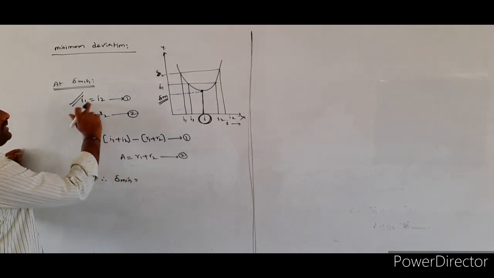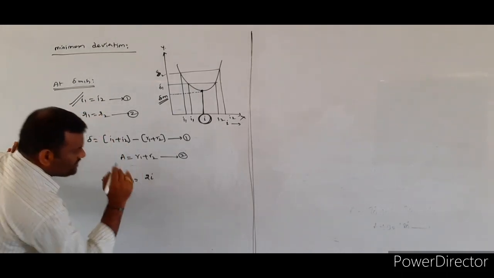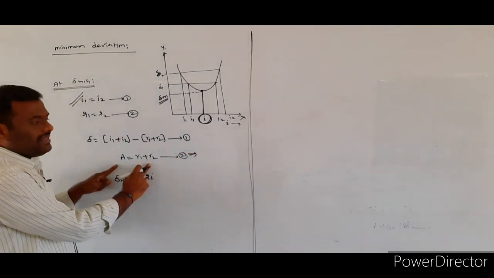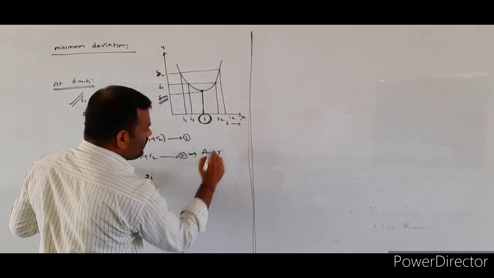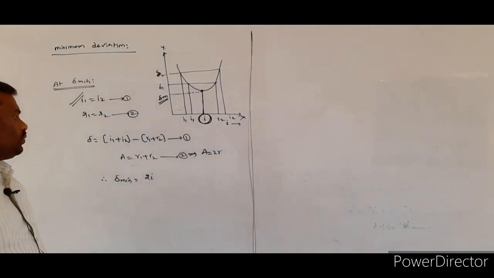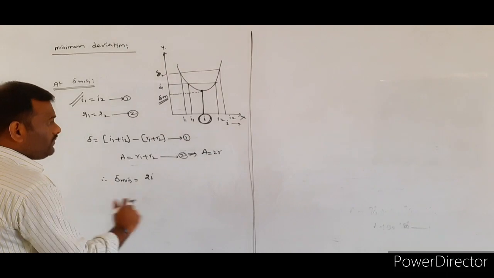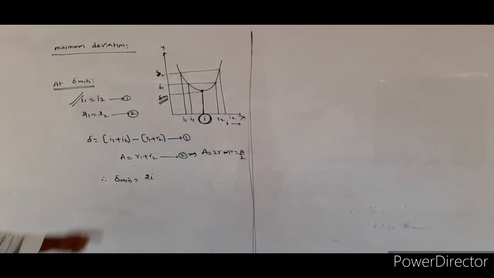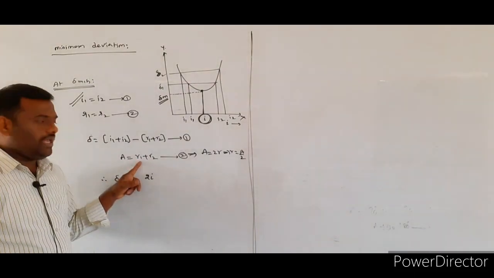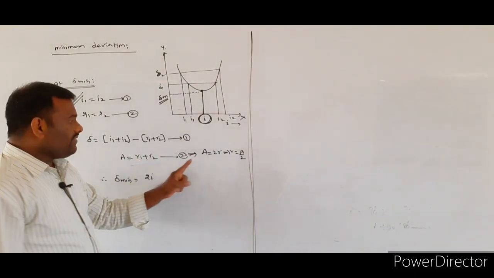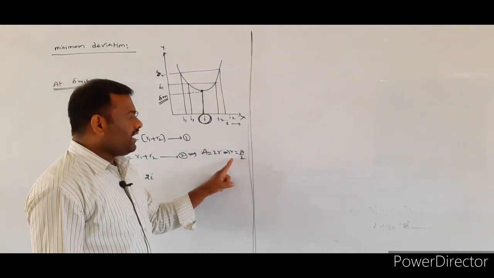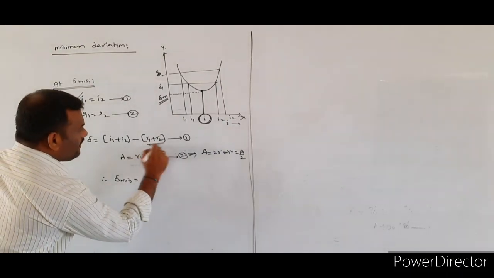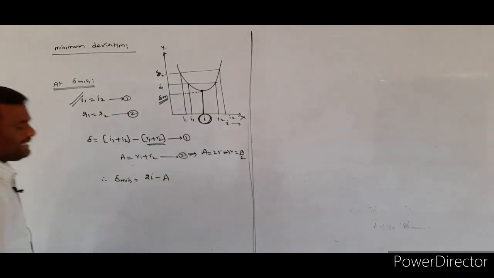I1 plus I2. I1 is equal to I2, so that value will be taken as 2I, and here A is equal to R1 plus R2, so this value becomes 2R. So here R is equal to A by 2. From A is equal to R1 plus R2, we write A is equal to 2R, and from this, R is equal to A by 2. So here, delta minimum is equal to 2I minus, in the place of R1 plus R2, I will write capital A.